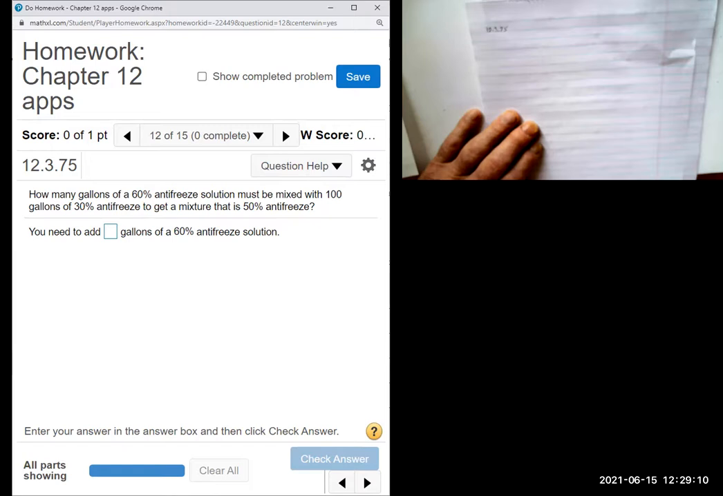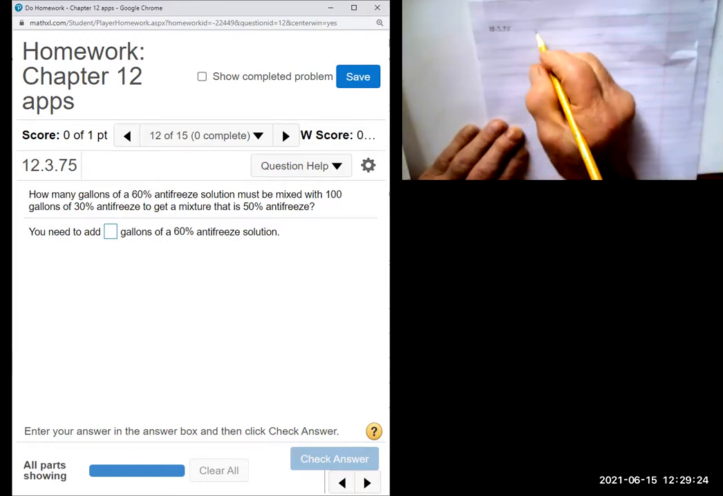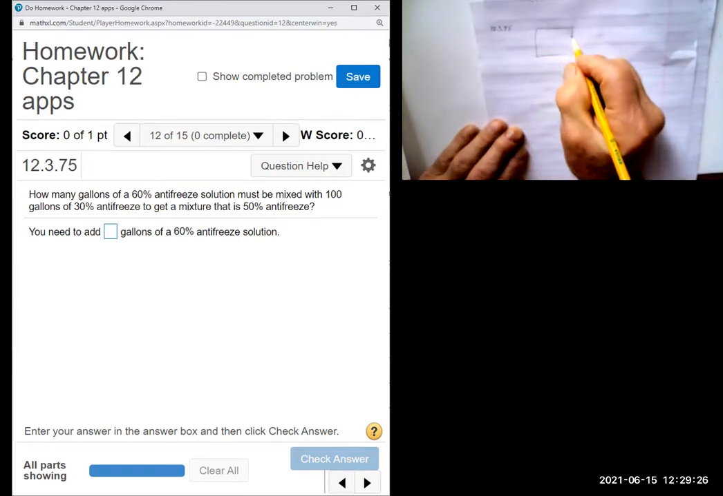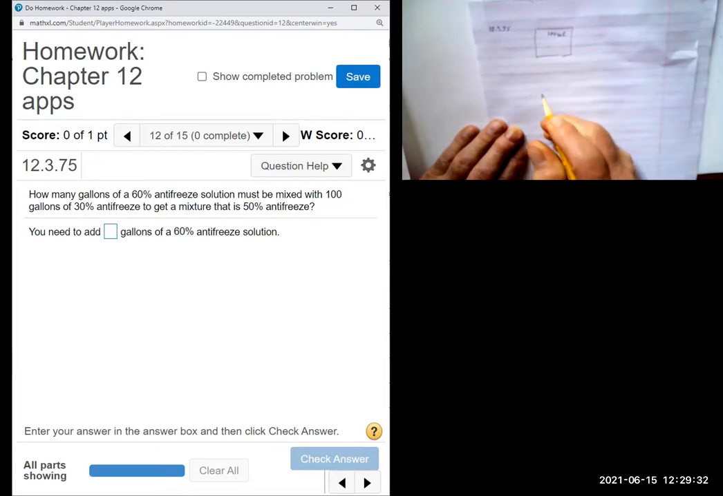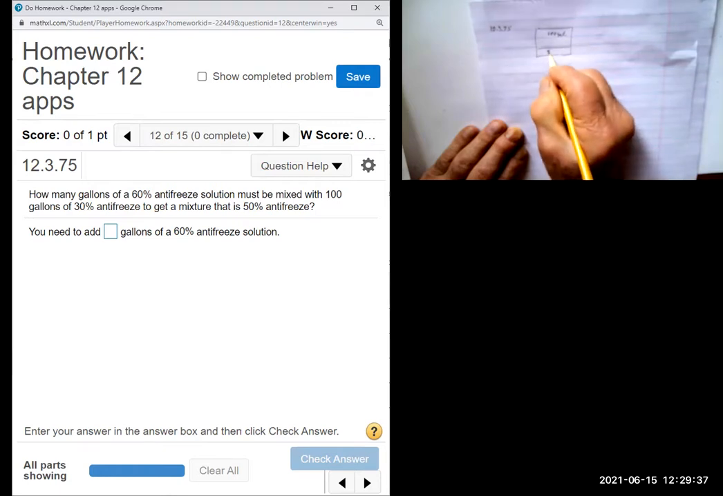Let's read this problem. How many gallons of 60% antifreeze solution must be mixed with exactly 100 gallons that's only 30% concentration to get a mixture that is 50% antifreeze? Well, it's nice to draw a little picture. So I'm going to have a box here, and this box has 100 gallons, but it's only 30% antifreeze. So it's only a small part of it. 30% is antifreeze.